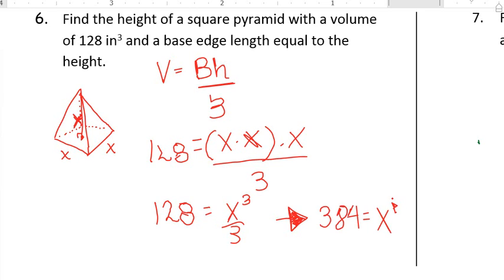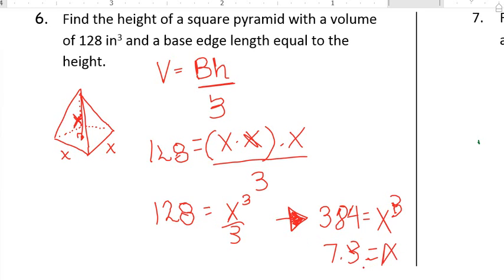Whoops, I can get the little 3 to show up here. There we go. Sorry about the pen. So we can cube root this, and remember you can find that button by hitting the math button on your calculator. And we're going to take the cube root of 384, which ends up being about 7.3 if we round. Once again, sorry about that pen. This is equal to x.